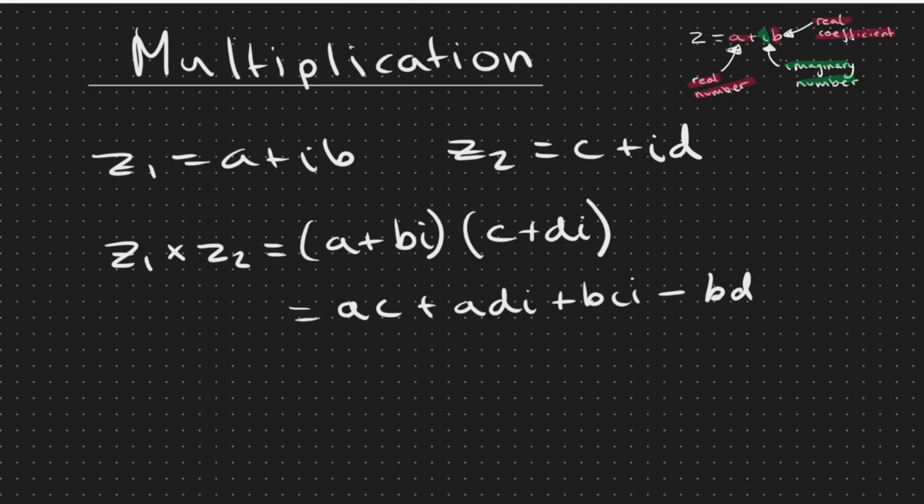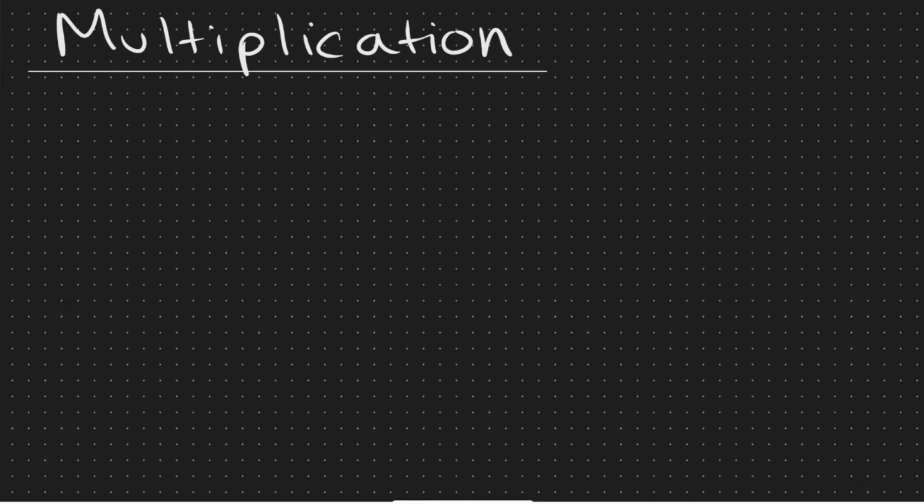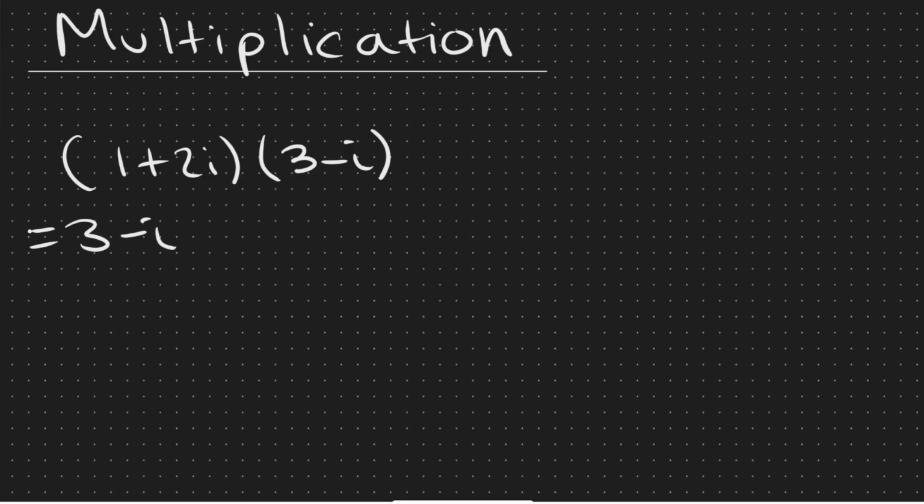Now, let's put this into practice. So let's do 1 plus 2i times 3 minus i. So if we were simply to go through the FOIL method, you can literally go through the FOIL method if you like. I'll just do it without drawing the arrows. 1 times 3 is 3. 1 times minus i is minus i. Plus 2i times 3 is plus 6i.